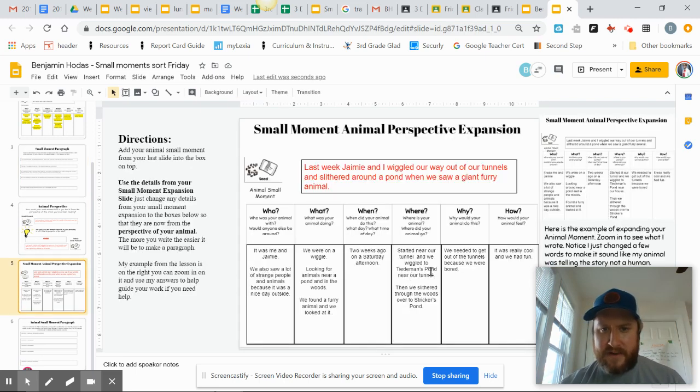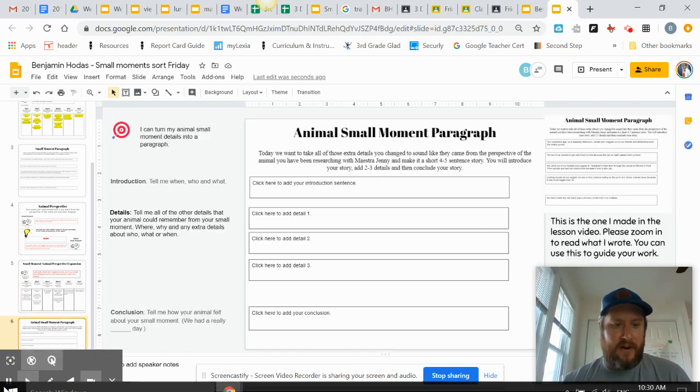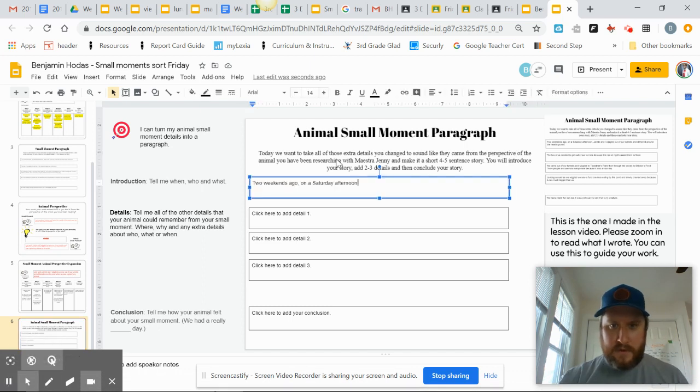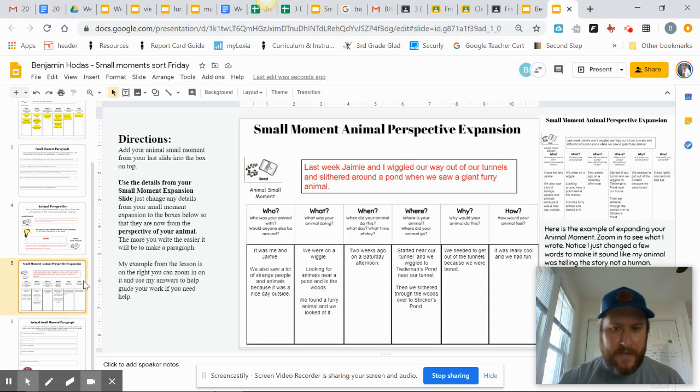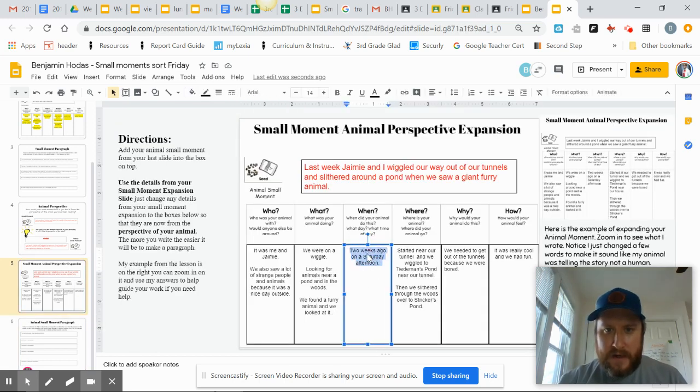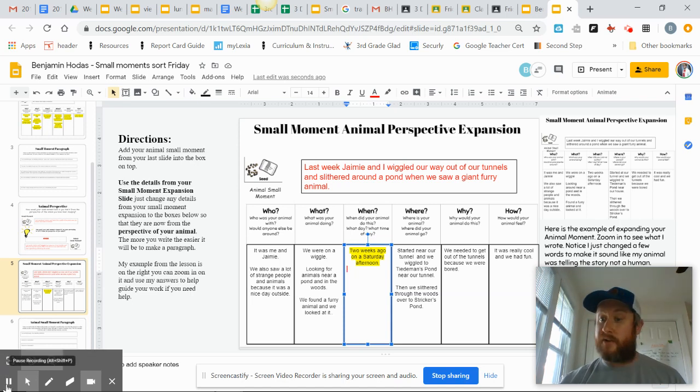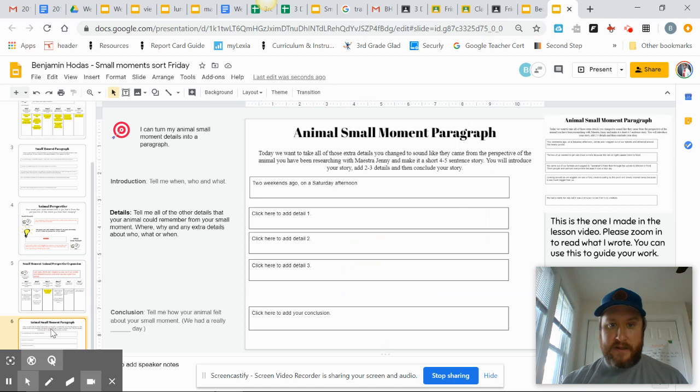Now we want to add the details from our animal details though. So 2 weekends ago on a Saturday afternoon does not change at all. All right, so that didn't change at all. I'm actually going to highlight this to remind myself I've already used that detail. We're done with that one. So it was me and Jamie. That one's not going to change either. So I'm going to add that to this slide as well.